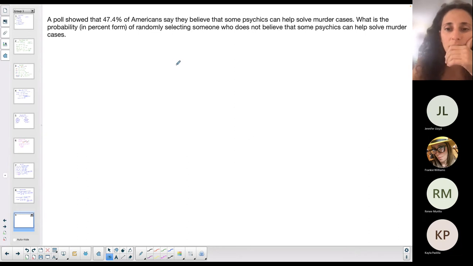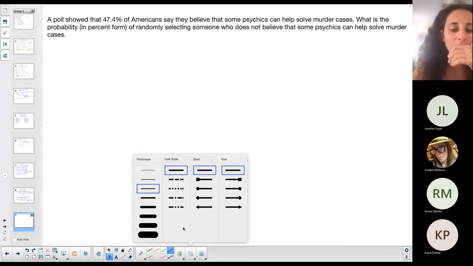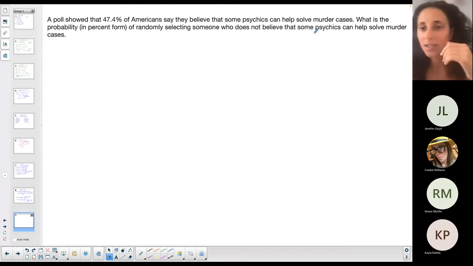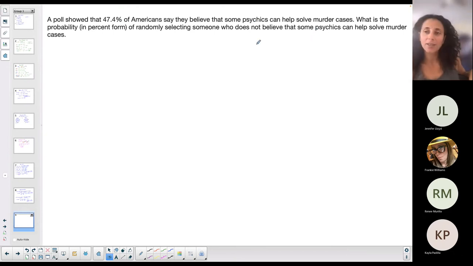So this is a question from the assignment, which I didn't even read yet. A poll showed that 47.4% of Americans say they believe that some psychics can help solve a murder case. What is the probability in percent form of randomly selecting someone who does not believe that some psychics can help solve murder cases?